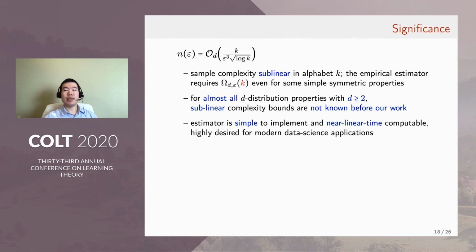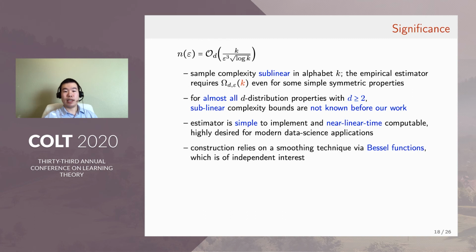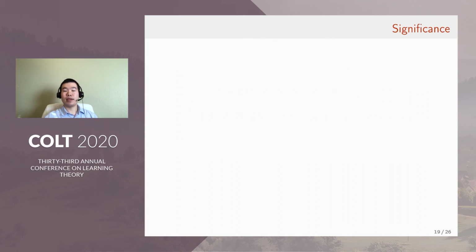And our estimator is also very simple to implement and near linear time computable. Both attributes are highly desired for modern data science applications. Finally, the construction relies on a smoothing technique via Bessel functions of the first kind, which we refer to as the Bessel smoothing technique. This is of independent interest.